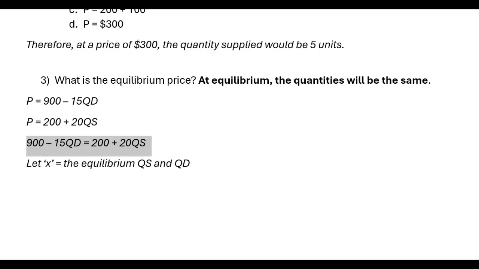So I'm going to take my equation here, and instead of saying 15 times quantity demanded, I'm going to say 15x, because that equals the quantity demanded. Instead of saying 20 times quantity supplied, I'm going to say 20x, because x equals the quantity supplied. And now I'm in a position where I can solve this equation quite easily.